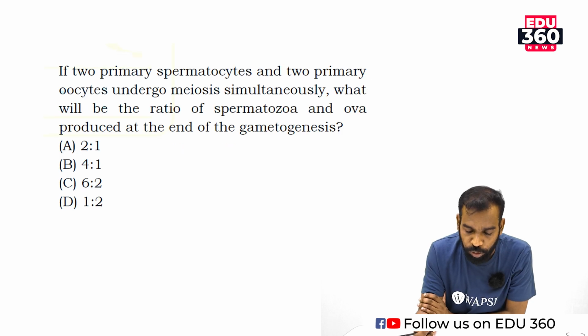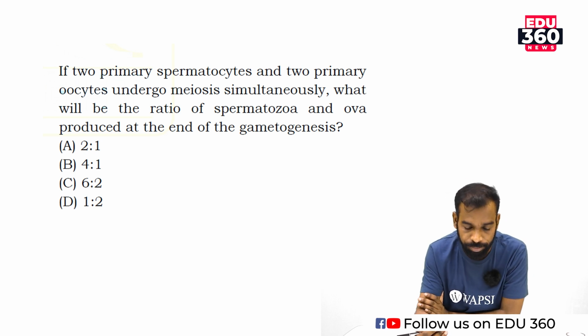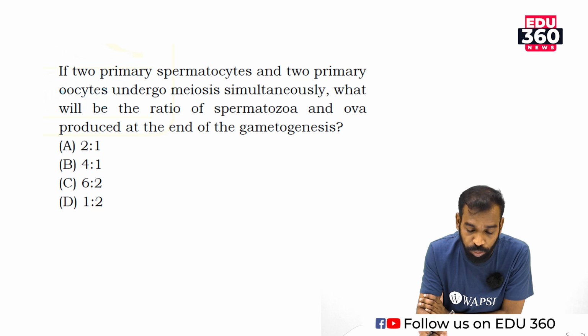If two primary spermatocytes and two primary oocytes undergo meiosis simultaneously, what will be the ratio of spermatozoa and ova produced at the end of gametogenesis? Two primary spermatocytes and two primary oocytes undergo meiosis. During meiosis, 2n becomes n, in the process of gametogenesis. What will be the ratio? 4:1. Option B is the correct answer.